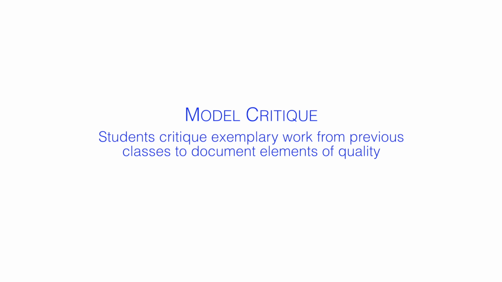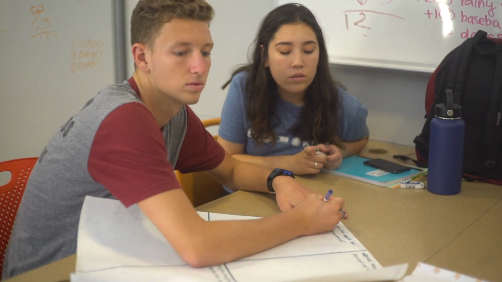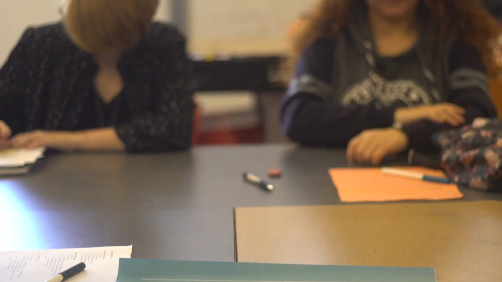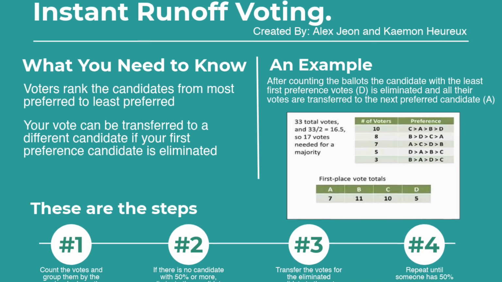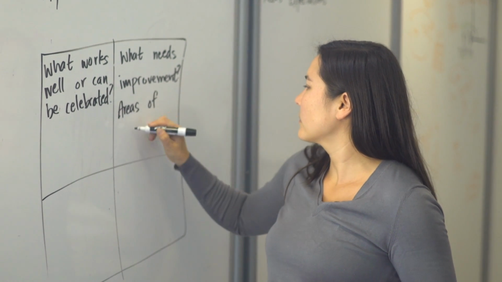In this critique, students will be looking at models of work that they will be creating in this project. They are posters that are highlighting different voting methods and different aspects of the voting process. So each group was given a different poster to look at, and the first thing we did was create a graphic organizer of questions that I wanted them to analyze each poster with.